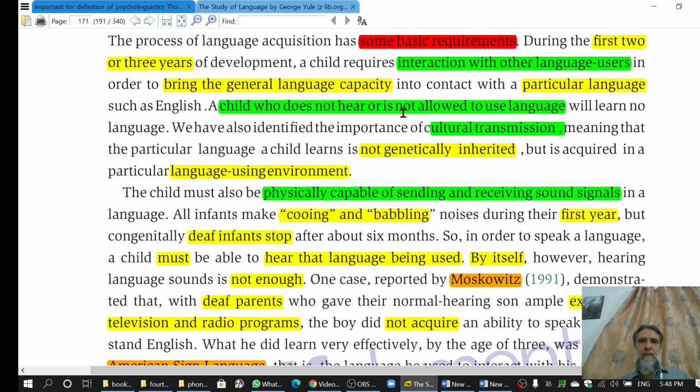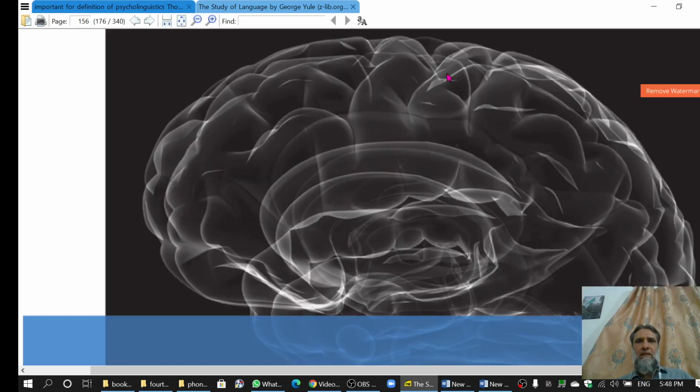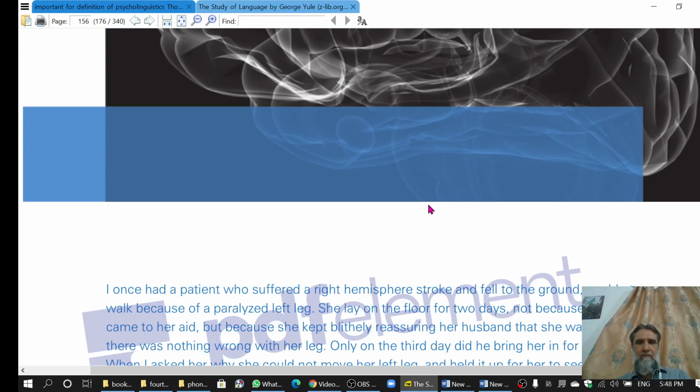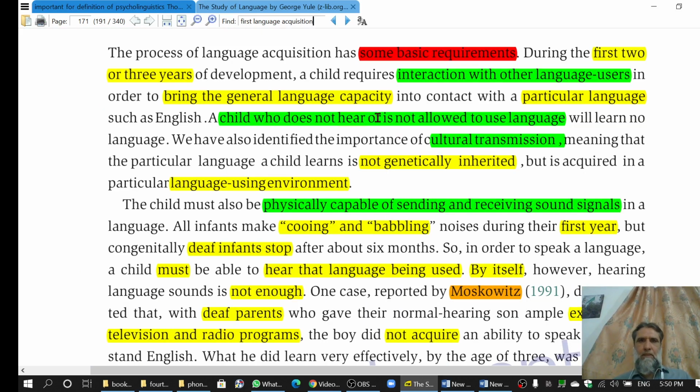The second is that he may hear, that is, his ears are okay, but he is not allowed to use language. If this happens, then the second item would be missing. So this was the second basic requirement, that the child must be able to hear and he must be allowed to use language. So if he is not able to hear or is not allowed to use language, then he will not be able to acquire language.